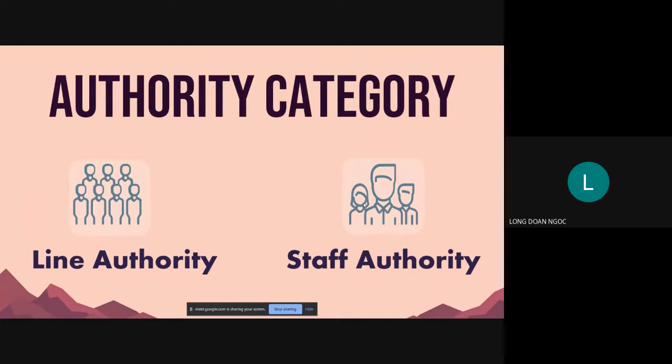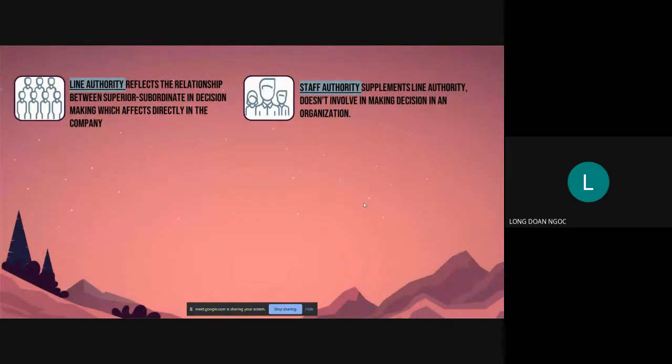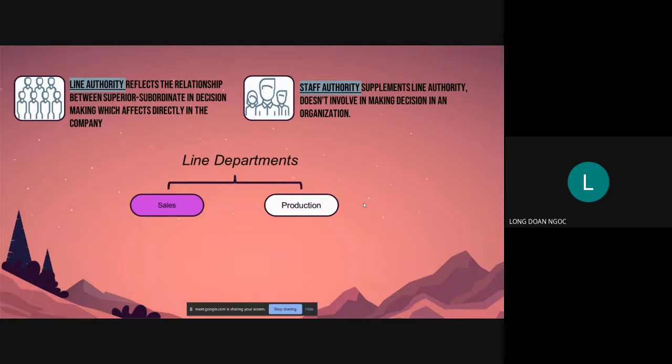Line authority is the most noticeable kind of authority in an organization. It reflects the relationship between superior and subordinate in decision making, which flows down in the hierarchy of power. So in short, line authority is the string that connects the chain of command in a vertical structure-based organization, reflected to line departments which perform fundamental tasks such as sales or production of an organization.